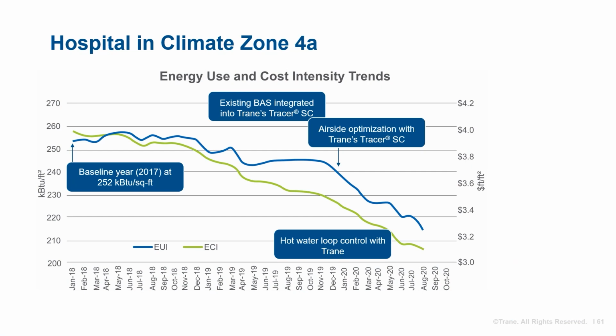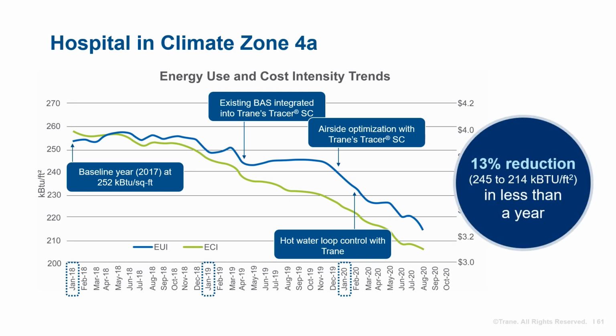In this example, a hospital in Climate Zone 4A tracked their energy consumption and cost from 2018 through 2020. In 2019, they implemented the airside sequences from Guideline 36, including trim and respond. In January of 2020, they implemented the new control sequences for their hot water system. This building owner realized a 13% energy intensity reduction by making changes to only a portion of the HVAC systems in their building. Tony, would you walk us through how to validate that Guideline 36 was implemented properly?